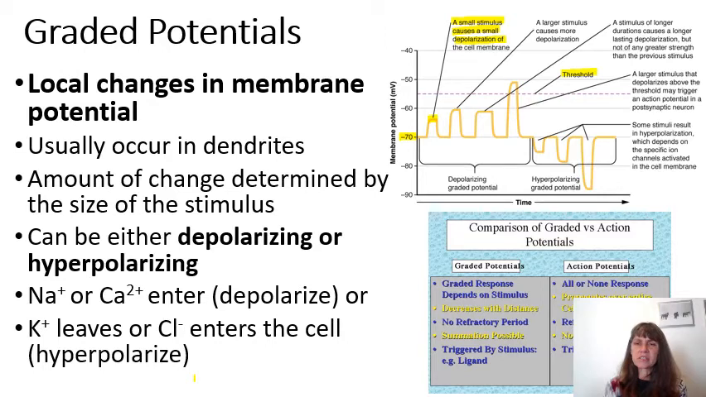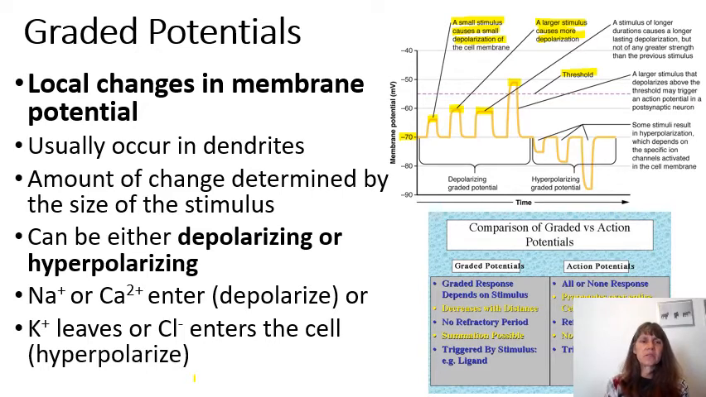Here we have a larger stimulus that causes more depolarization, yet is still not large enough to hit threshold. In this particular circumstance, we've got a longer lasting stimulus that's still not enough to depolarize the membrane to negative 55 millivolts. And then finally, here we have a stimulus that is at or above threshold, triggering an action potential.